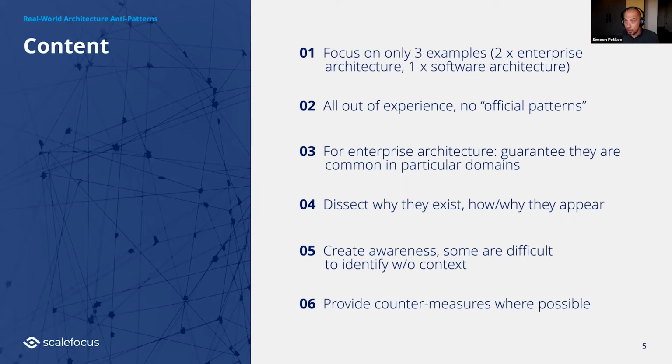So, as I said, we're going to cover only 3 examples: 2 enterprise architecture, 1 software architecture. All of the examples aren't official examples. They don't really have names. They're things that I've seen, most of them various times throughout the years. So don't expect some textbook stuff here. It's all out of experience.